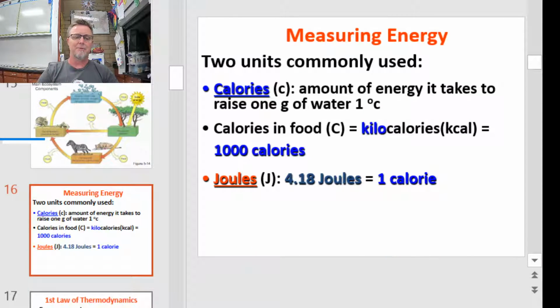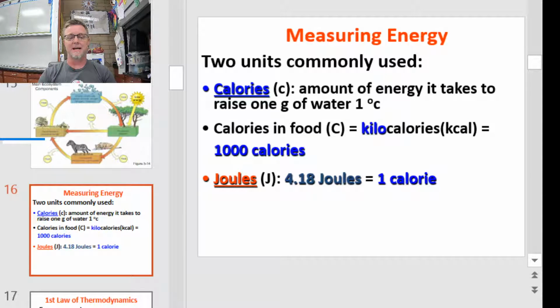Okay, how do we measure energy? Energy is measured in a unit called calories. 1 little c calorie is the amount of energy it takes to raise 1 gram of water 1 degree Celsius. What's 1 gram of water? Well, it's about a drop. So 1 little c calorie is the amount of energy it takes to raise 1 drop of water 1 degree Celsius.